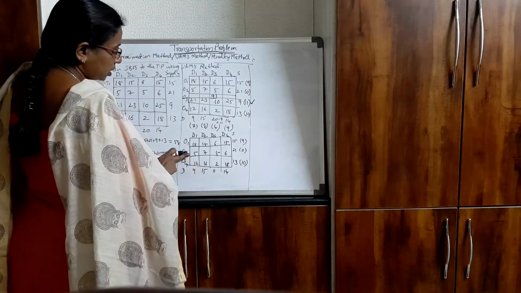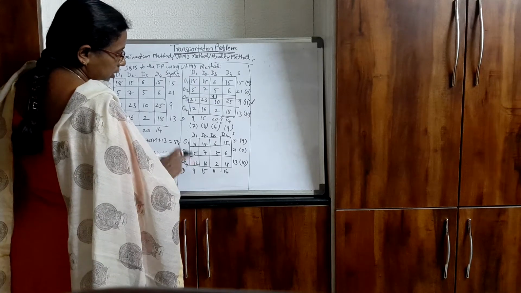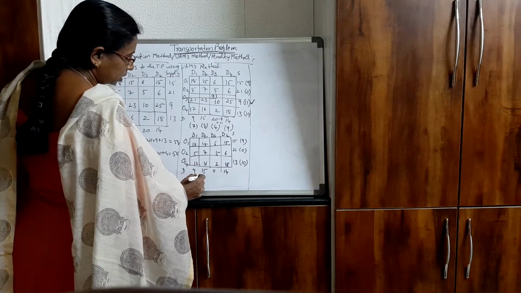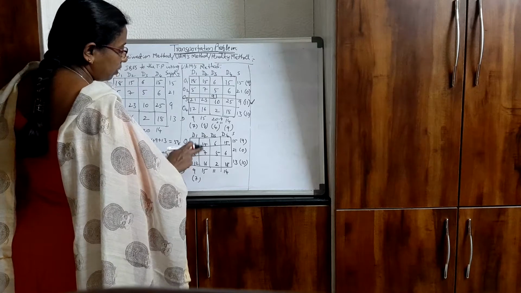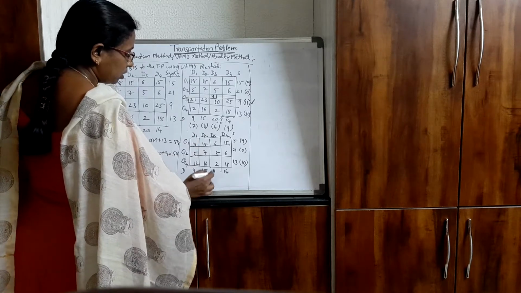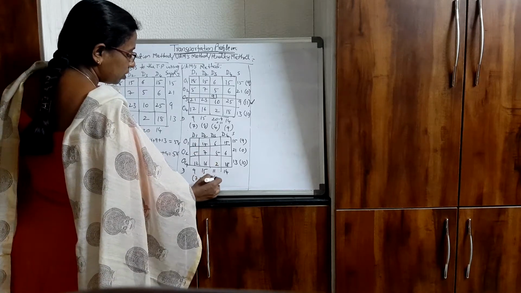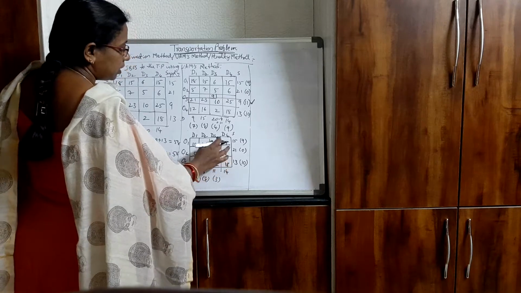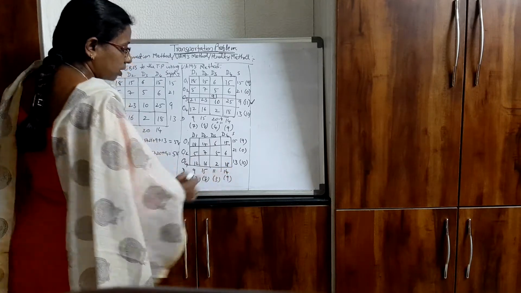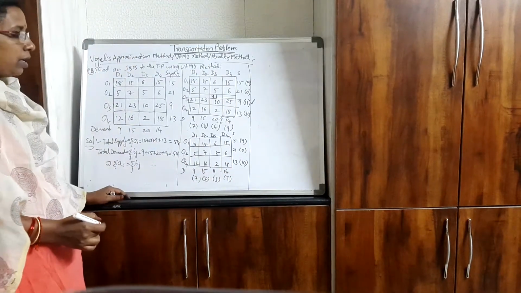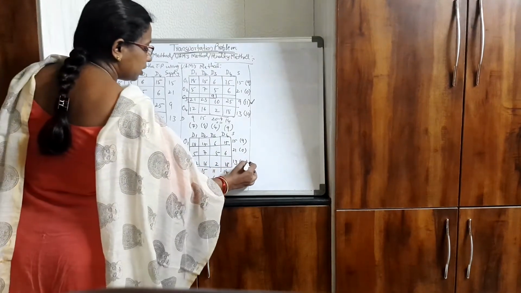Similarly column wise. Minimum is 5. Next minimum is 12. So penalty is 7. Here you have 7 and 15. So 8. 2 and 5. So 3. 6 and 15. You have 9. Again select the maximum penalty. So maximum penalty here is 10.